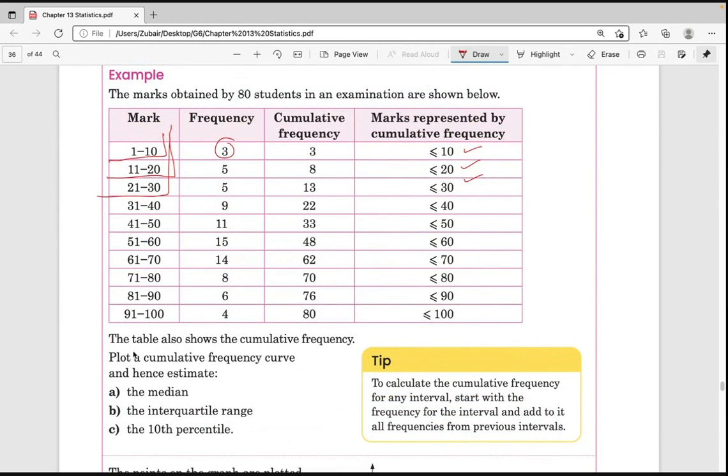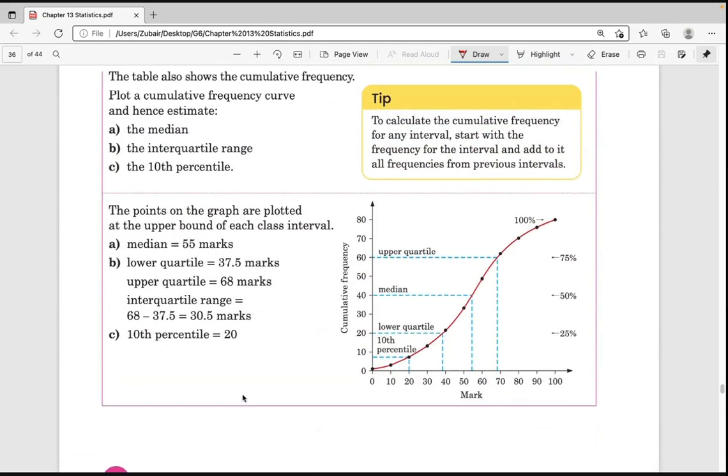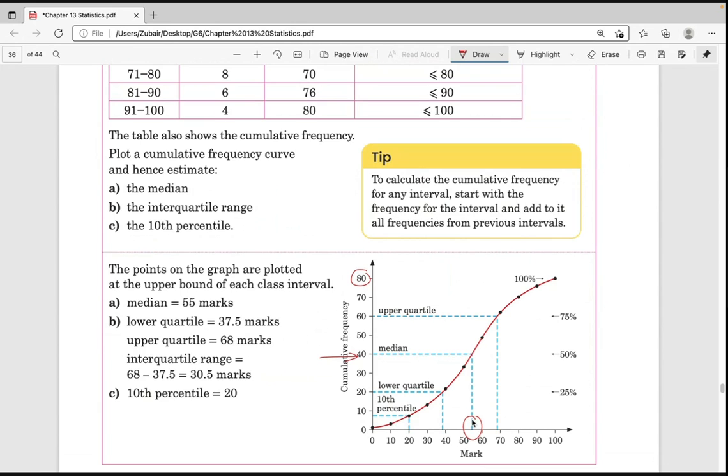Now it says the table shows the cumulative frequency plot and cumulative frequency curve and hence estimate. So this is the frequency table and what do we have to estimate? Median. So straight away I can see the highest value is 80. So median is 40. So at 40 we go horizontal and then we read the value from the x-axis. In this case, which is 55.